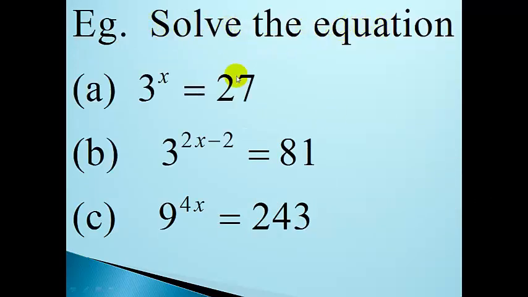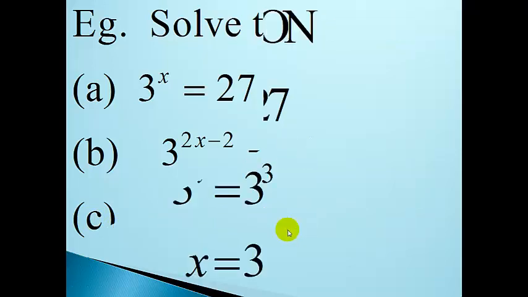Now let's solve the equation. A, 3 raised to the power x equals 27. B, 3 raised to the power 2x minus 2 is equal to 81. C, 9 raised to the power 4x equals 243. Let's look at how best we can solve this problem.